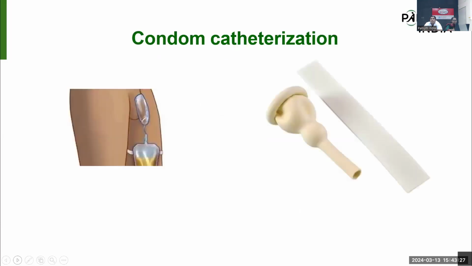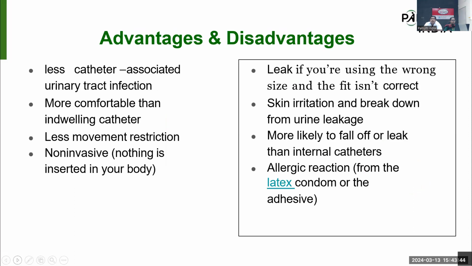This is the condom catheterization. The condom catheter is used for the patient with urine leakage, and if the patient is having sensation, we can use the condom catheter. The advantages are less catheter-associated urinary tract infection, more comfortable than the indwelling catheter and ICCs, less movement restriction, and it is non-invasive. Nothing is inserted in your body.